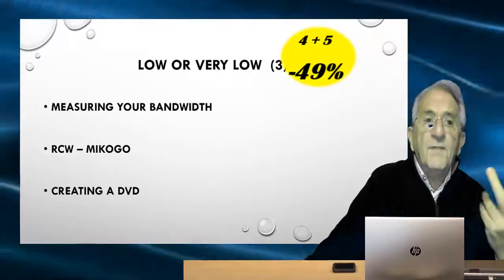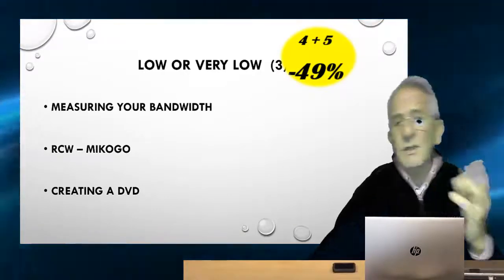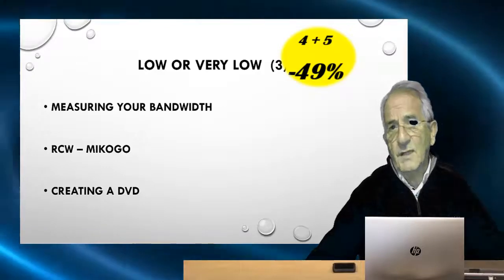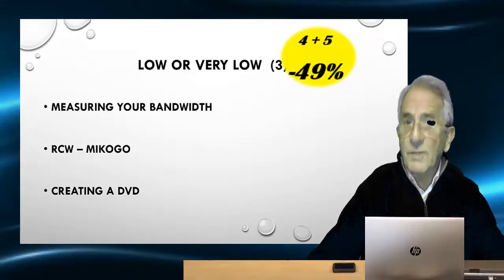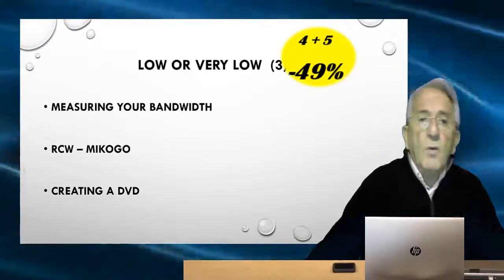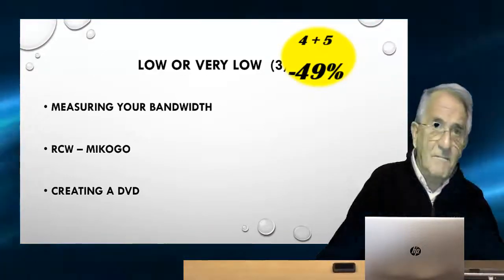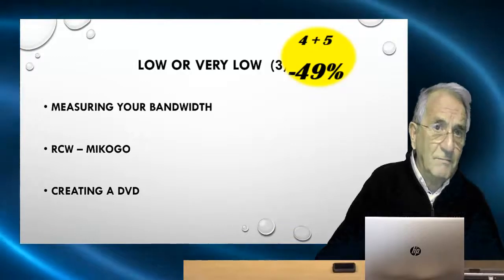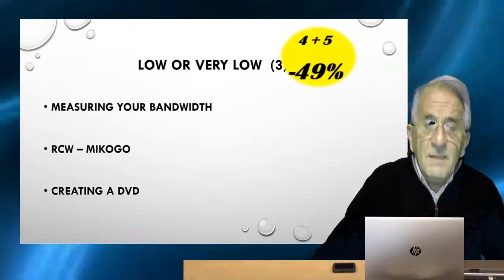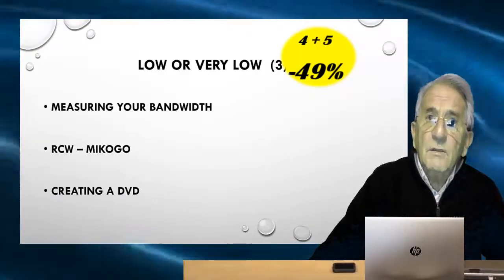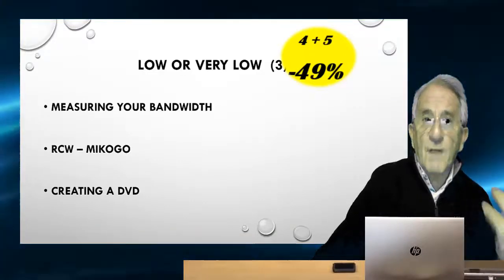And finally, we have 3 topics. Measuring your bandwidth is necessary, although it is not reported as important or recommended in the survey. It is absolutely important as well. About Mikogo we have several other alternatives, and creating DVDs was important a few years ago. Today we have other cloud environments and things like this. These are the most important topics that we found as the results of our survey.